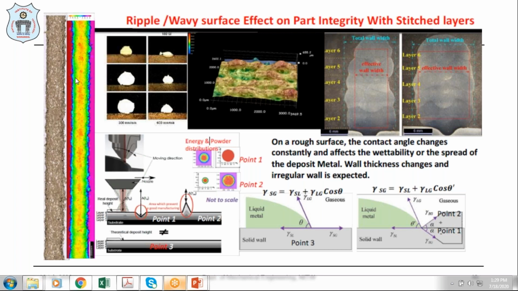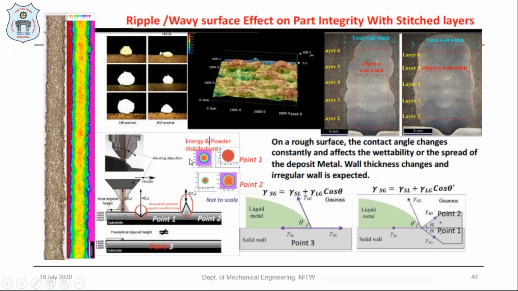When you are stitching multiple layers, in successive layer deposition, we must know the contact angle of this weld bead, how this weld bead is going to form, and, in the successive layers, how the contact angle is changing with respect to each individual layer deposition.